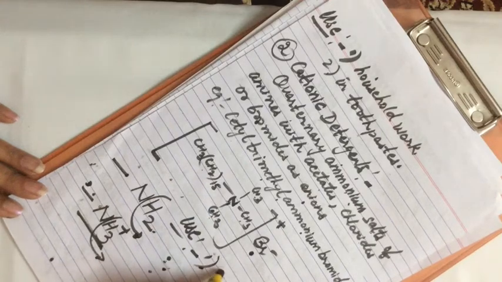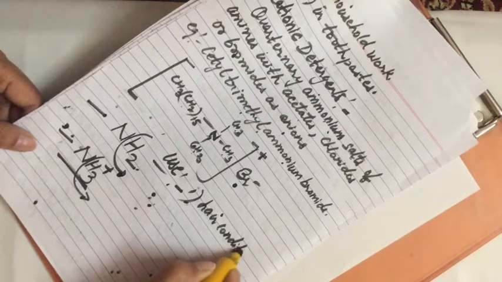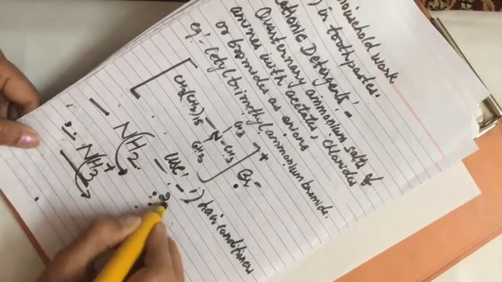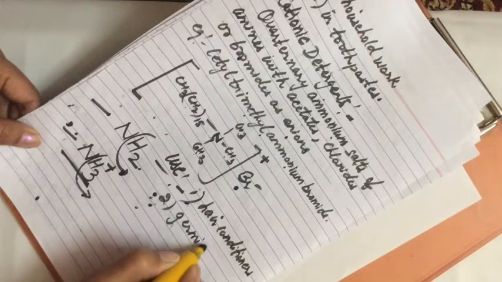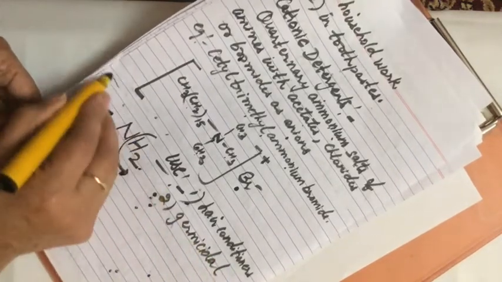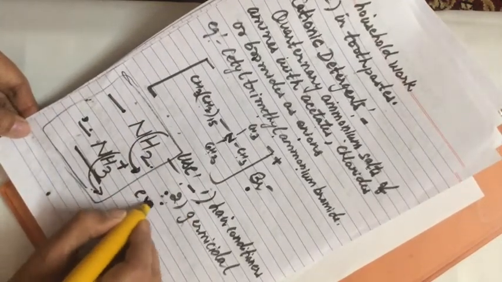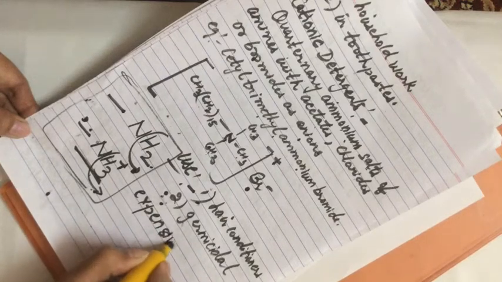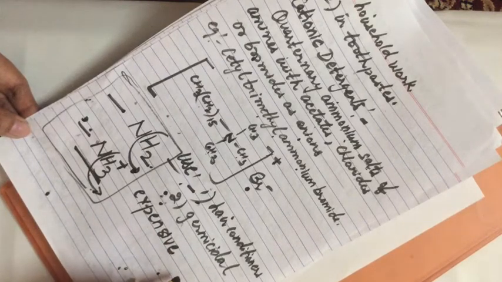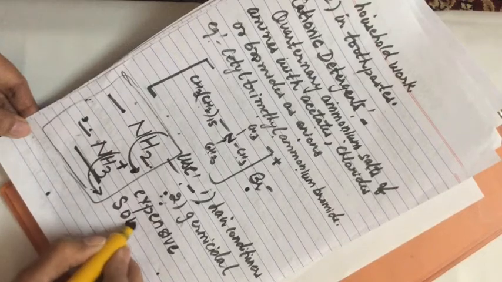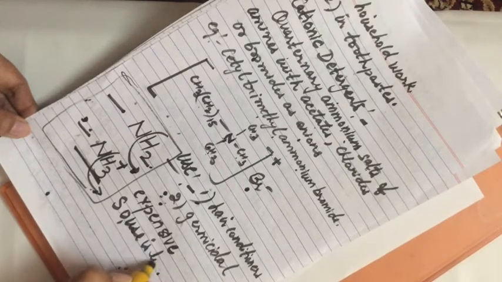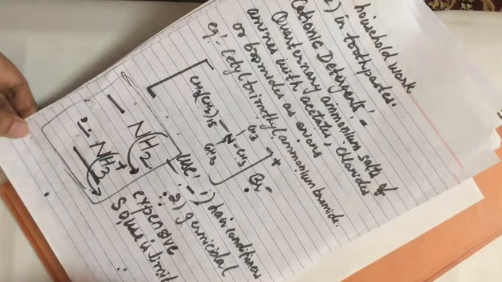Use number 1 is in hair conditioners, and second, it is germicidal in nature. But this is expensive. These kinds of detergents are expensive, so their use is limited. These are the second type of detergents, called cationic detergents.